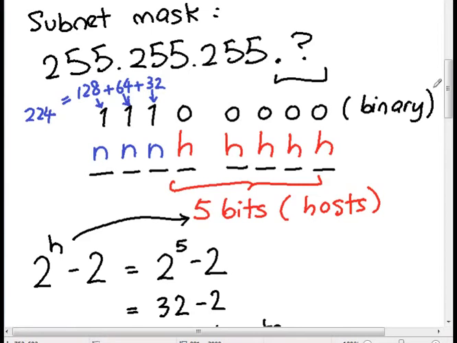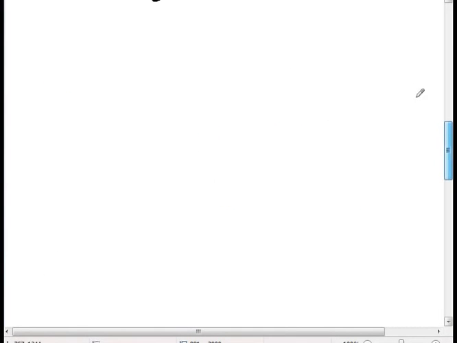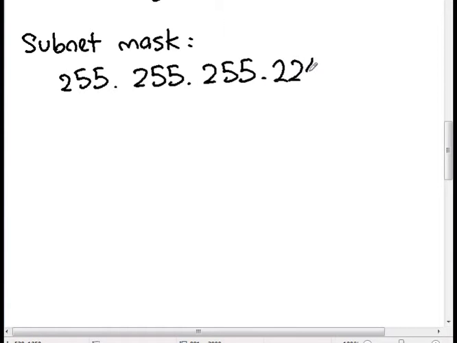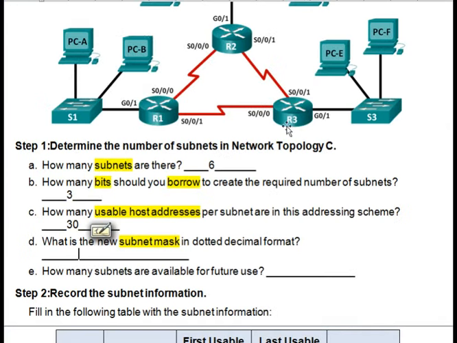So the final subnet mask for this question is actually 255.255.255.224. So this is our subnet mask for this question. Let's write that down.